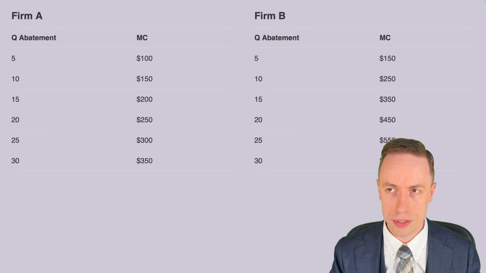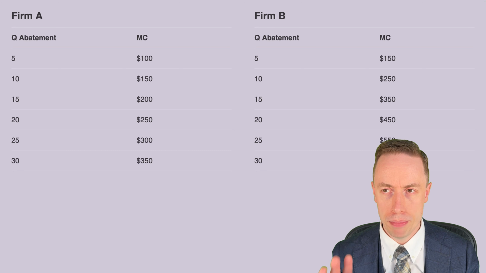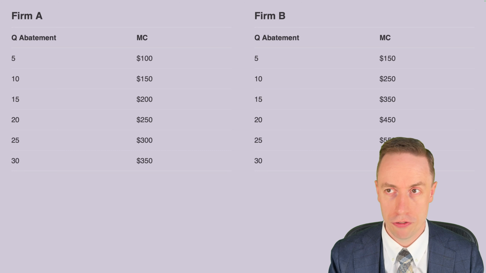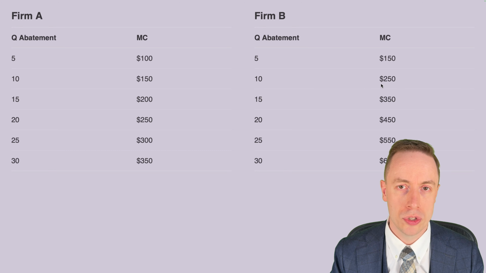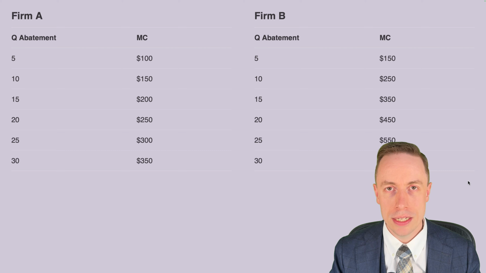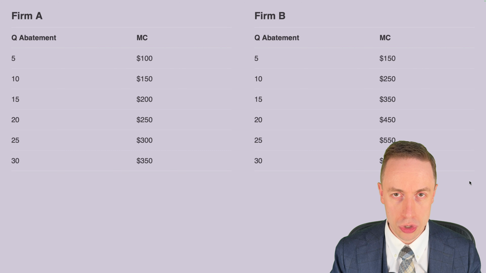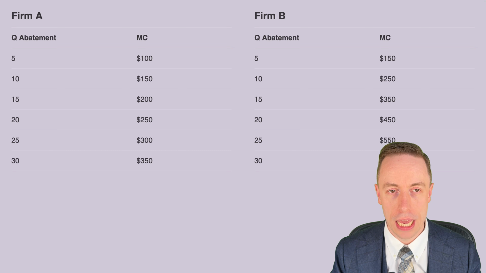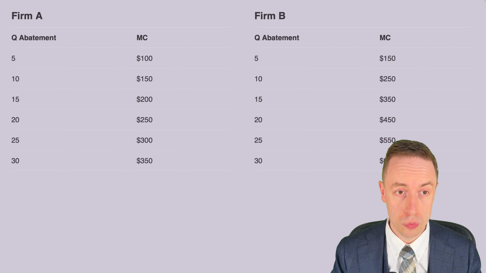So let's say we've got firm B, and firm B can also cut pollution, but it's more expensive for firm B. So you see here, first 5 units, $150, next 5 units, $250, and so on and so forth. This is the fundamental problem of regulation. Cutting pollution doesn't have the same cost everywhere. And what we want to do is cut pollution where it's cheapest.